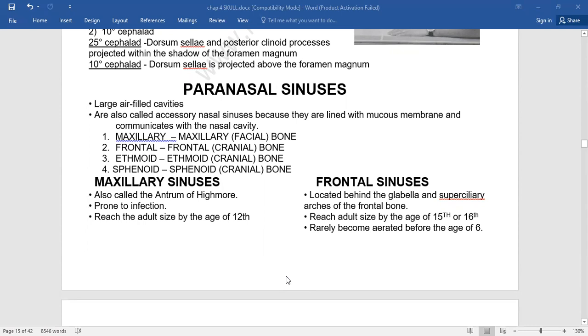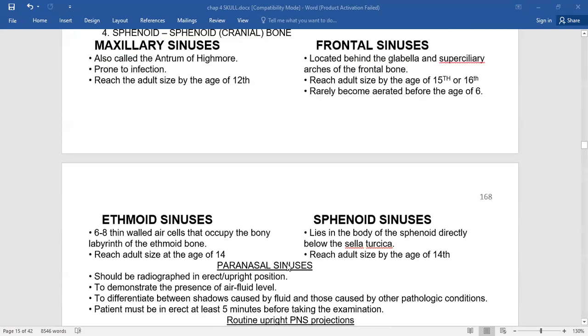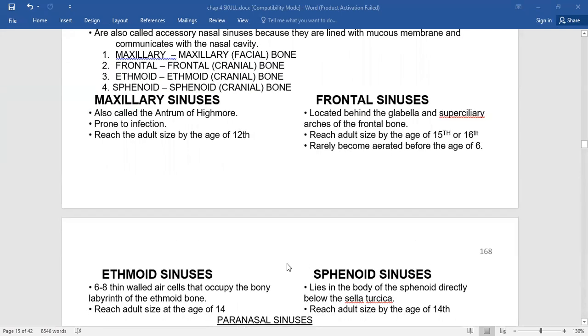So another term for the maxillary sinuses is the antrum of Highmore. The maxillary sinuses are also prone to infection, and they can reach adult size. Lumalaki siya hanggang mag-edad tayo ng 12 years old. Then pag umabot ng 12 years old, yun yung kanyang pinaka-maximum na size.